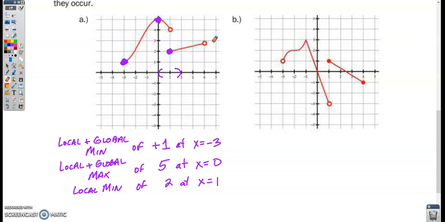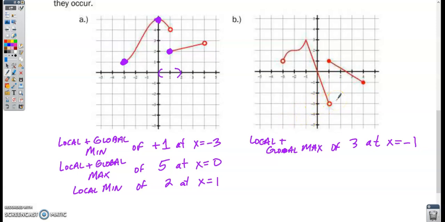All right, part B, go through the same way. The left endpoint here, again, we have an open endpoint there, so we do not have any kind of extrema at this open endpoint. Right here at -1, we have the local and global max of 3 at x equals -1. And then at 1, we do not have a min there. We don't have a global min either.